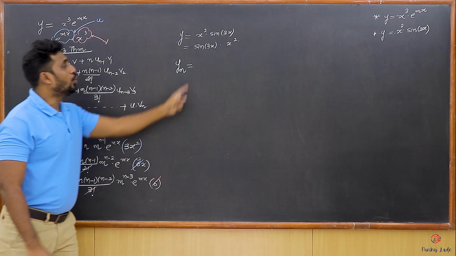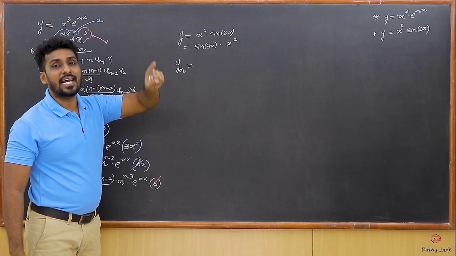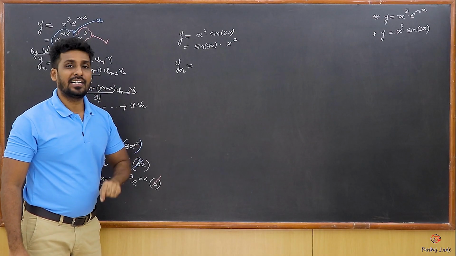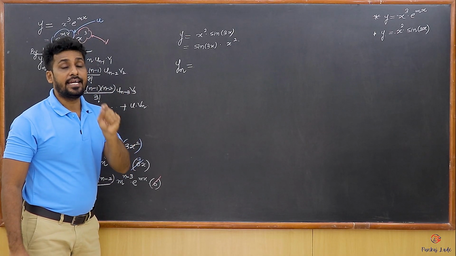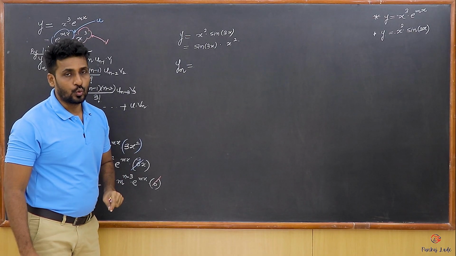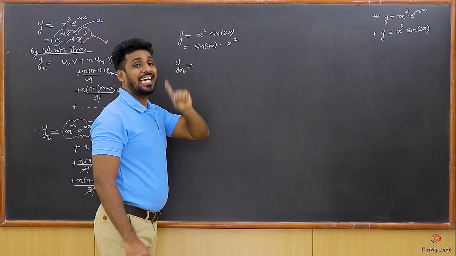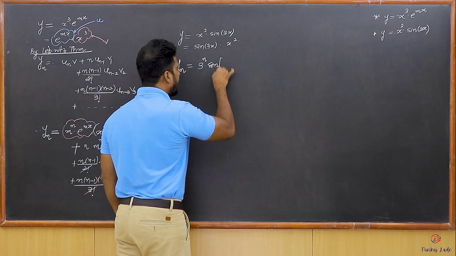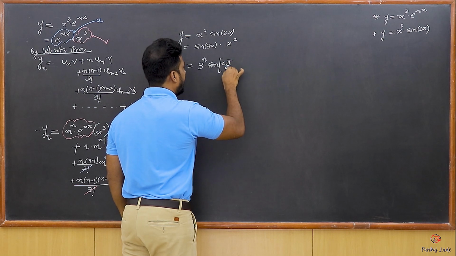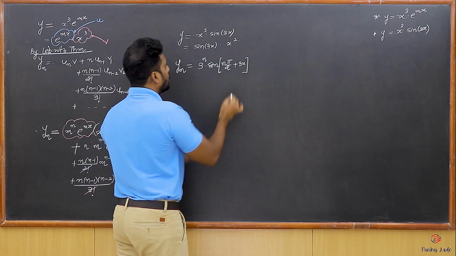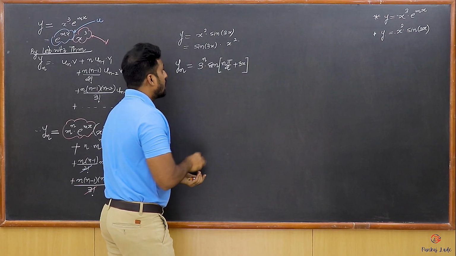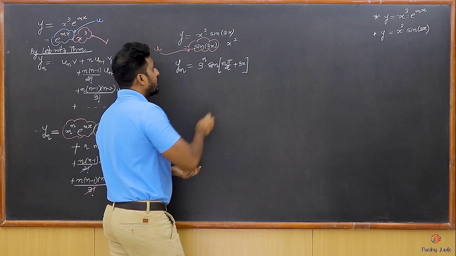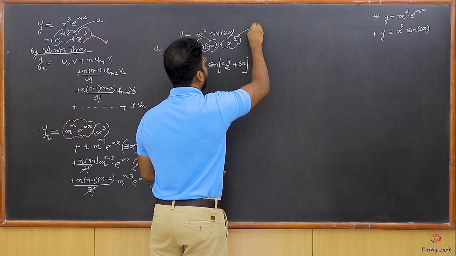Un into v. Un, that means the nth derivative of sine 3x, it is sine bx plus c, or you can say sine ax plus b. Then the nth derivative is a raised to n sine ax plus b plus n pi by 2, isn't it? So here the nth derivative of sine 3x is going to be what? It is going to be 3 raised to n into sine of n pi by 2 plus 3x. So that's the nth derivative of sine 3x, because I have taken sine 3x as u, and I'm going to take this x square function as v.